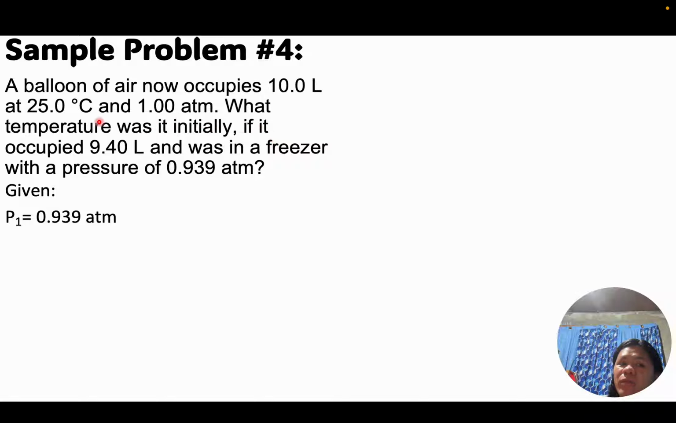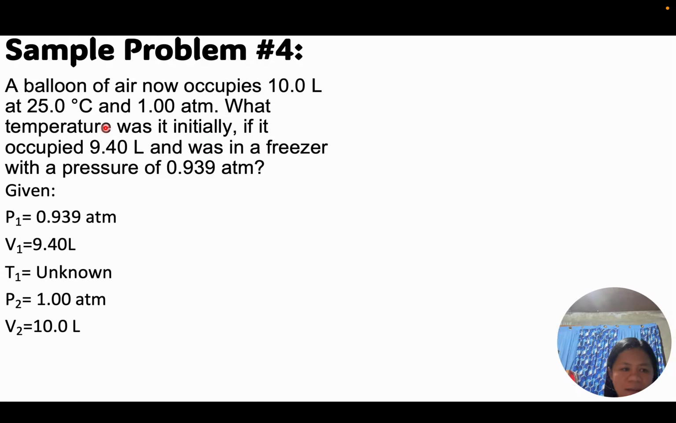Kaya, kumbaga, hindi lahat ng nauna sa question na part is sila talaga yung magiging 1, no? Depending on the question, especially pag merong initially and now na term, meaning, mababaliktad talaga yan siya. Okay? So, if it occupied 9.40 liters and was in a freezer with pressure of 0.939 atm, ito yung ating P1. Ang V1 naman natin is 9.40 liters. And of course, ang hinahanap natin is T1. Okay? T1 yung hinahanap natin.